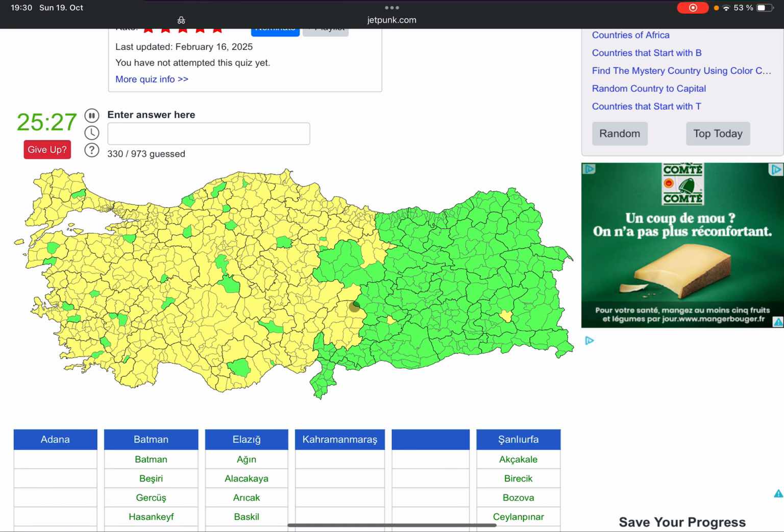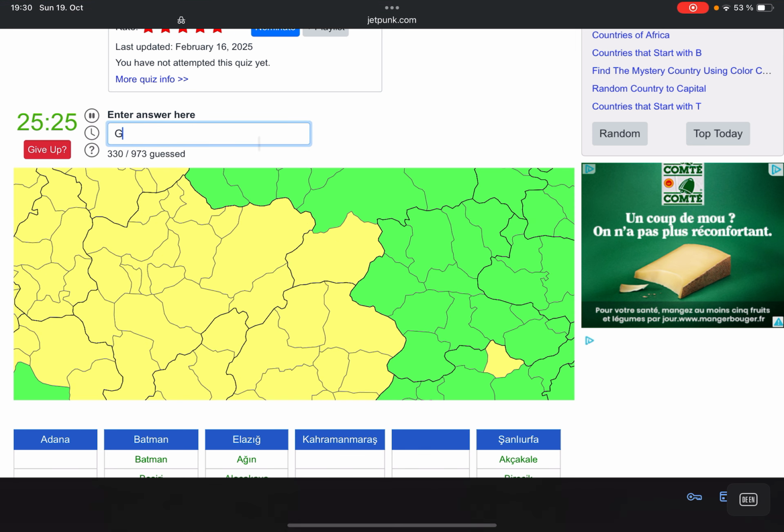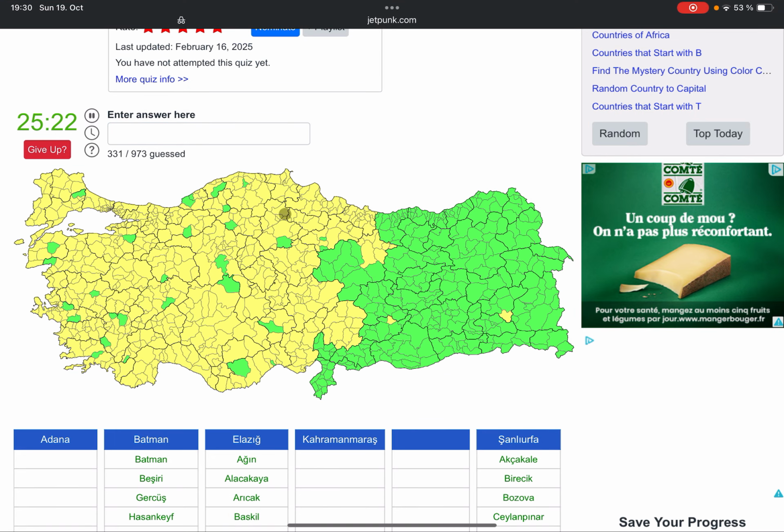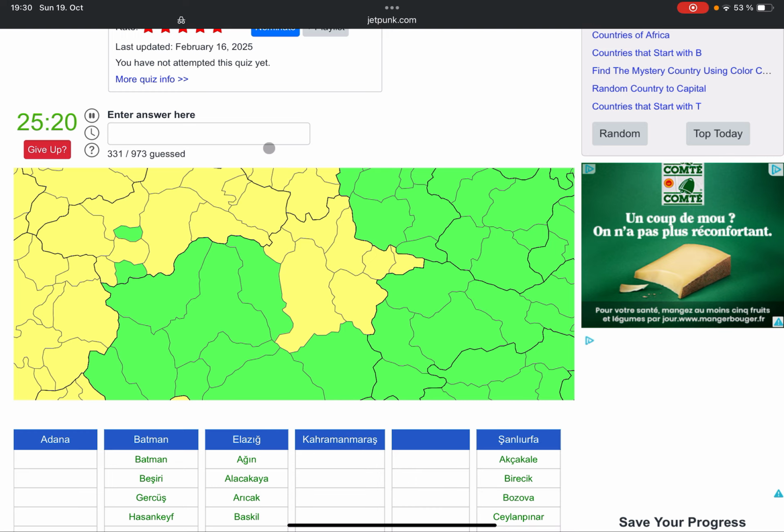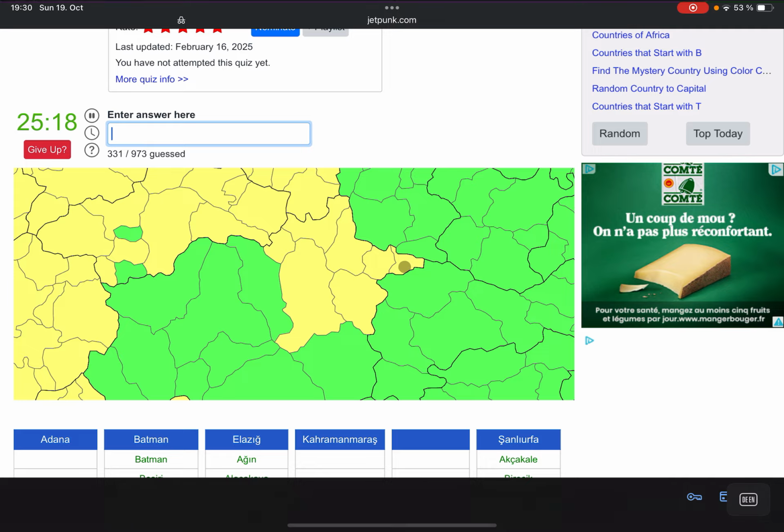Down here we have Gürün. Alright, and over here at the top we have Gölova, Akıncılar, Suşehri, Koyulhisar, Doğanşar, Zara, and İmranlı.